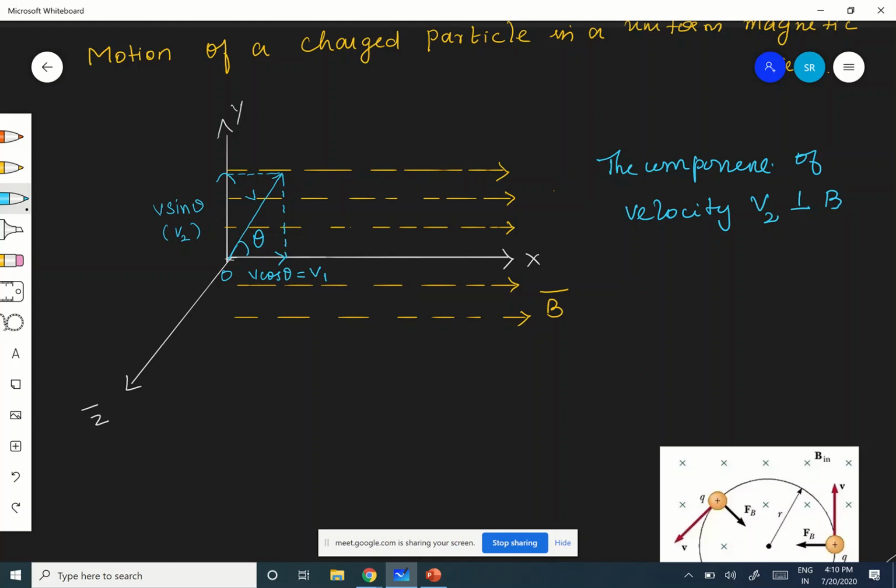I think you can recall what is the force experienced by a charged particle in a magnetic field. That you have already studied: F is equal to q into V2 cross B. This you have already studied. Hope you people are studying daily lessons. That is very, very important.